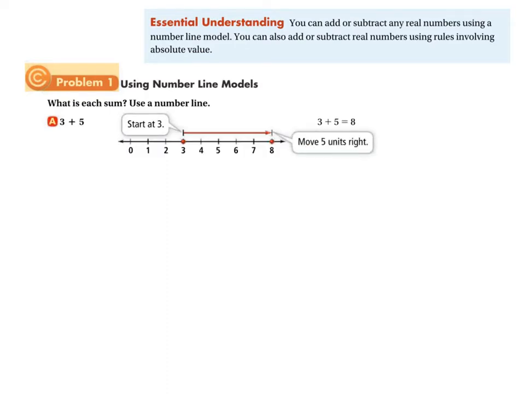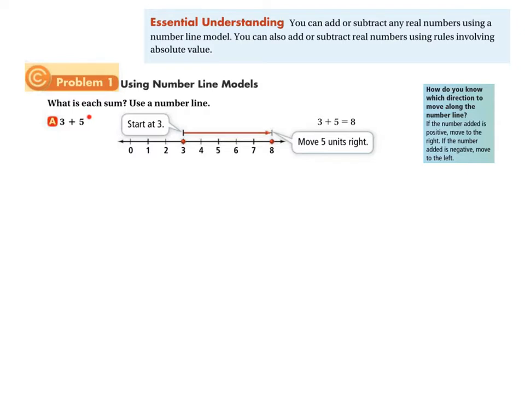So we say, okay, 3 plus 5. We start at 3, and then we go 5 jumps to the right, and we land on 8. Now, how do we know that we go to the right? Okay, this explains that if the number is positive, move to the right. Look at where the direction of positive is on the number line. It's to the right. If you want to get to the negative numbers, you go to the left.